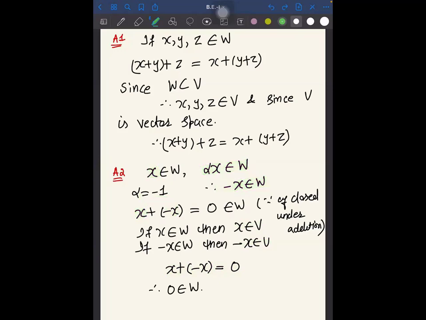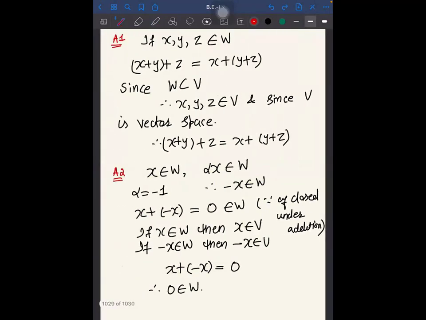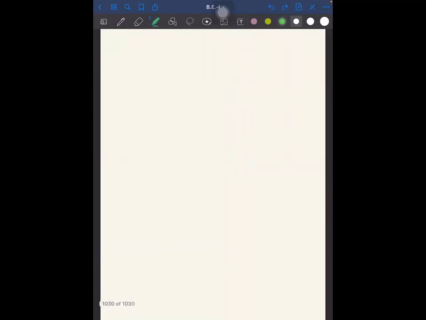Yes, sir. So similarly, you can prove the rest of the properties. I'm not proving them, I'm just telling you. Let's say for A4. Actually, this applies for A2 and A3 as well. We have proved the inverse part as well as the identity part. Both of these things are there in W.